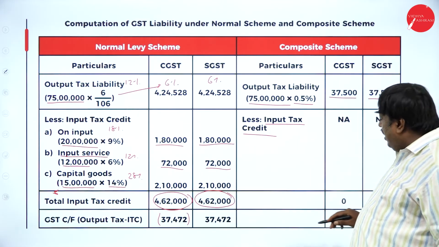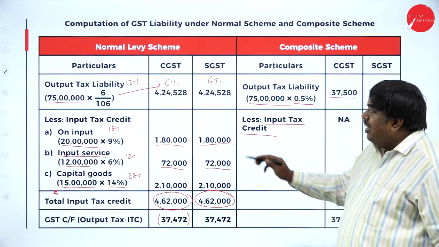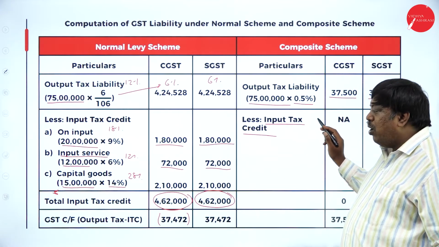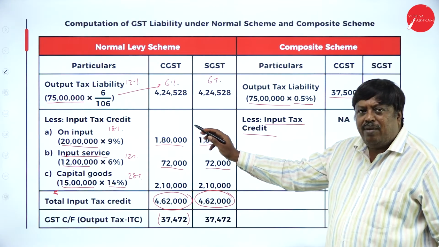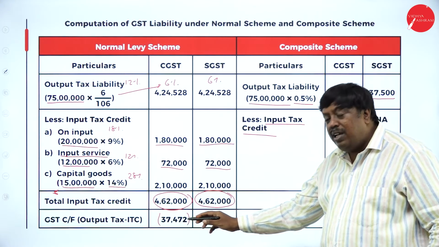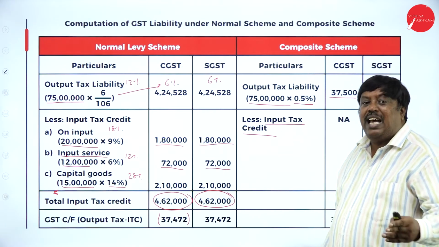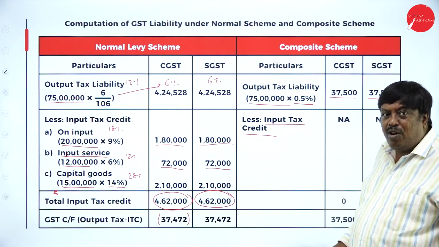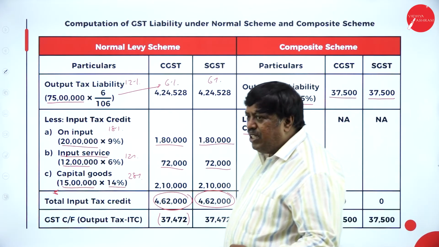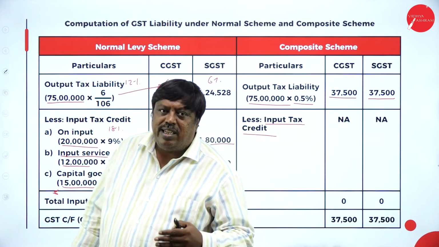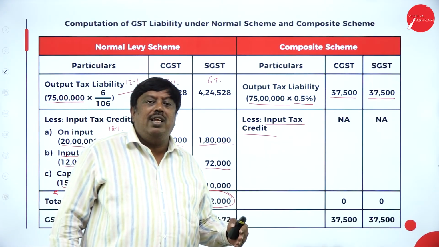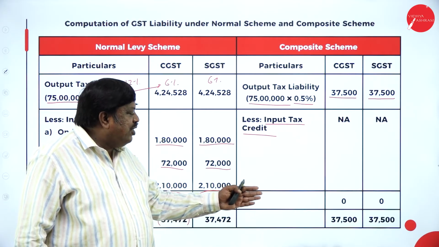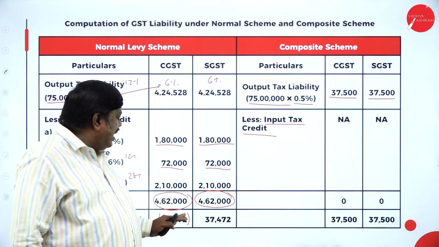So now, whether the normal levy scheme or the composite scheme is better for me, according to me the normal scheme is better because the excess amount is already with the government. There is no need to pay tax here, but under the composite scheme I have to pay tax to the government. So which is better for me? Always suggest whichever is beneficial for the person to whom the advice is given. Instead of paying tax to the government, an excess is already there.